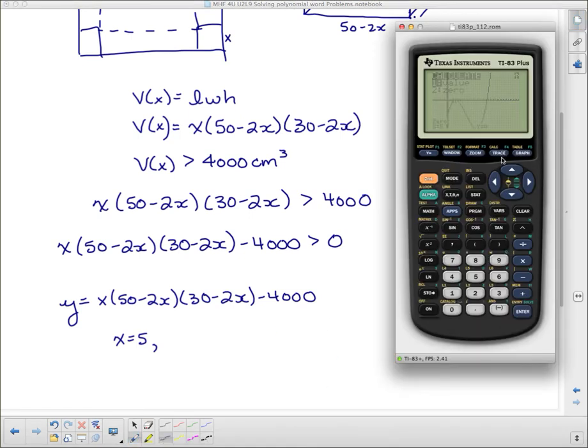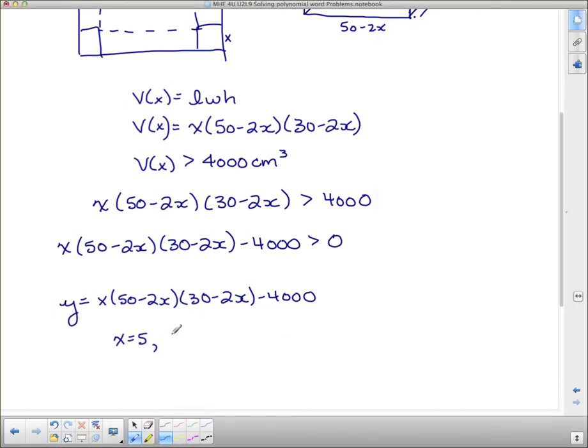The next one, second trace and 2 for zero. So I'm going to go over to this one and left bound. So I go left of it a bit, enter, right bound, right till I'm past it, enter, and then back to it, enter. And that is 7.19. Probably we would have had to use the quadratic formula on part of that too.